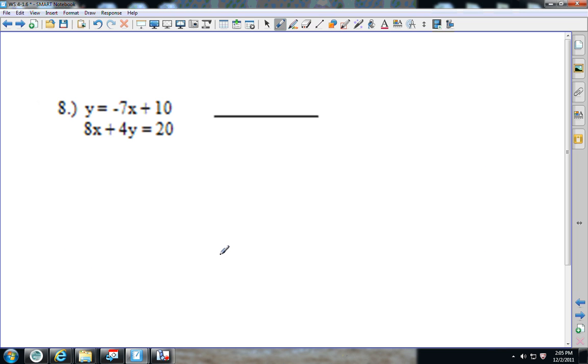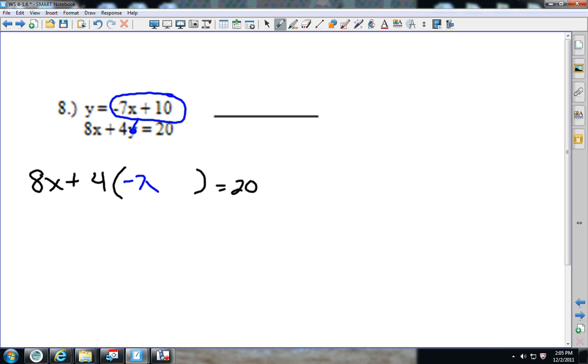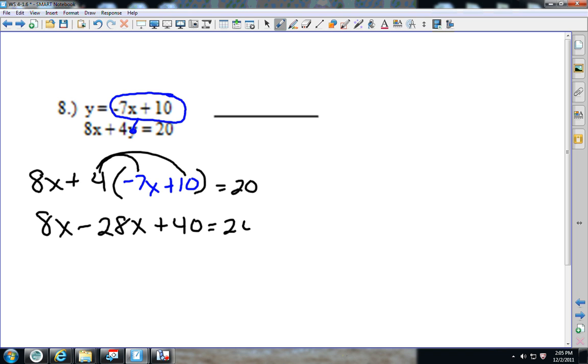The last one. Of my equations right here, I have y equals. I will take this right here, circle it. I'm going to substitute it in here for y. So let's rewrite this equation. 8x plus 4 times y equals 20. Well, what is y? I'm going to put it in here, negative 7x plus 10. That's what we're substituting in. Well, now we have 8x. 4 times negative 7 is negative 28x. 4 times 10 is 40, and it equals 20.